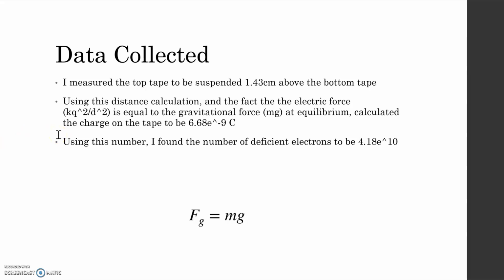Data collection. I measured the top tape to be suspended 1.43 centimeters above the bottom tape. Using this distance and the fact that the electric force, which is kq squared over the distance squared, is equal to the gravitational force, which is mg, at equilibrium, we calculated the charge on the tape to be 6.68 times 10 to the negative 9th coulombs. Now, using this number, I found the number of deficient electrons to be 4.18 times 10 to the 10th.